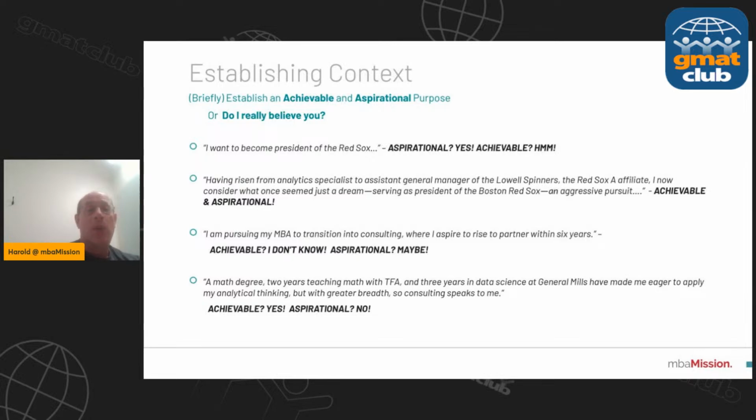So the first one is, I want to be president of the Red Sox. Is it aspirational? Of course. It's a wonderful dream job. Is it achievable? Don't know. We don't know who you are. We don't know anything about you. So look at how it is written next.